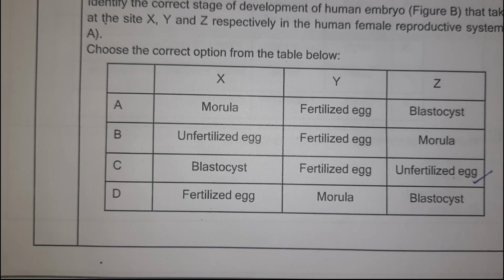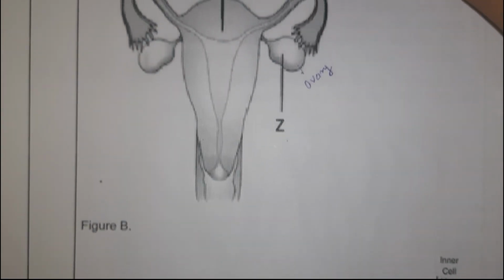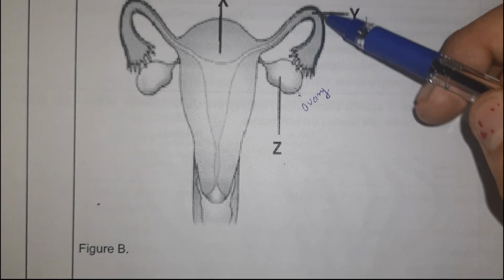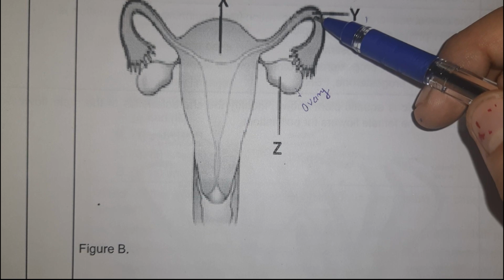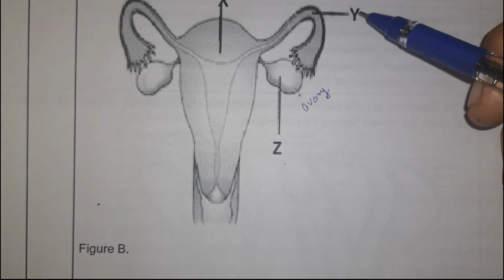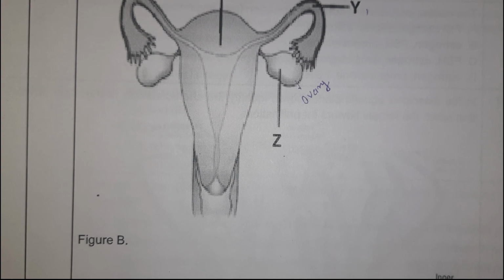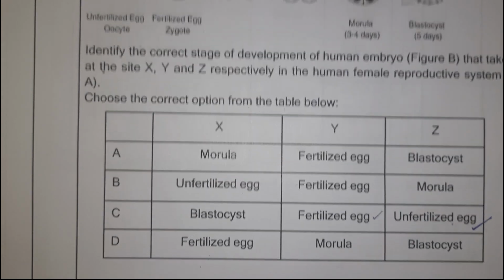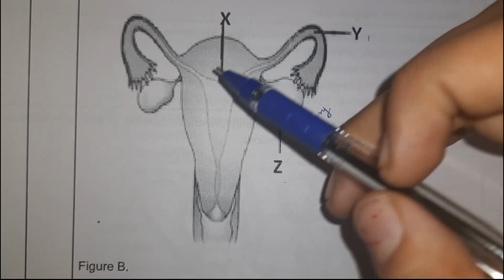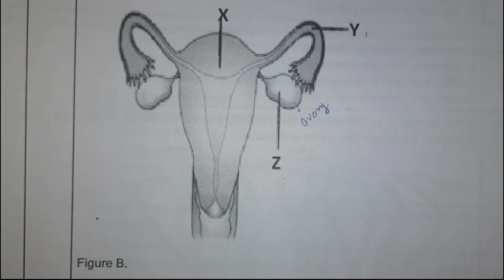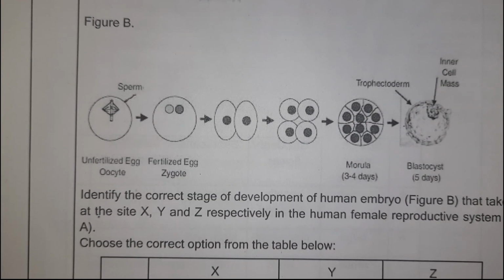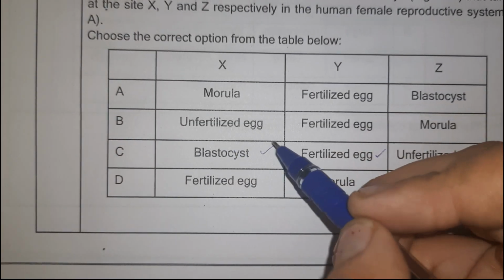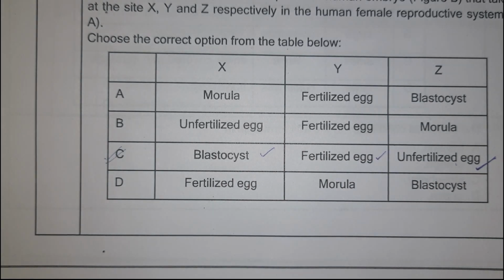Now when we look at Y, Y is the oviduct or fallopian tube. This is the region where fertilization will occur. So Y is a fertilized egg, which is correct. And X is where implantation will occur, and implantation occurs at the blastocyst stage. So this is also correct. So option C will be correct for this question.